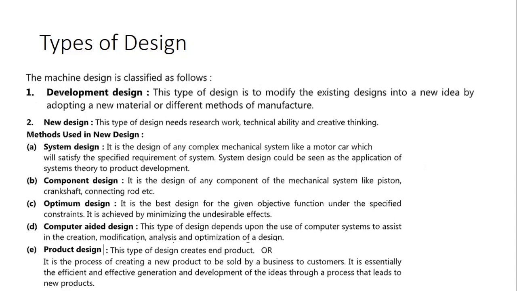See, there are various types of design. Development design, new design. In new design, there is system design, component design, optimum design, computer-aided design, product design. We are more focused on system design since that is our topic of the day. But to understand system design, you should also understand the other types of design. So let us start with development design.